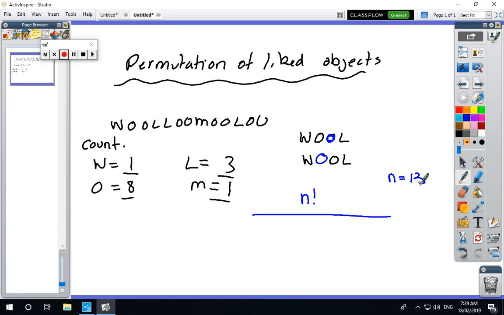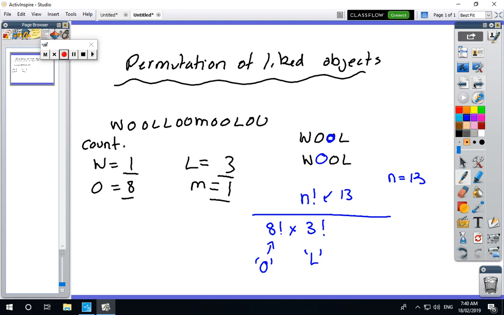And we have some items that are alike. So we put down the bottom, we divide by how many items we have that are alike. We don't need to put the 1 factorial, because 1 factorial doesn't change our answer. But we have our O's, so we have 8 factorial, times 3 factorial. This is our O's that are the same, and this is our L's that are the same. So this one is 13 letters in total.